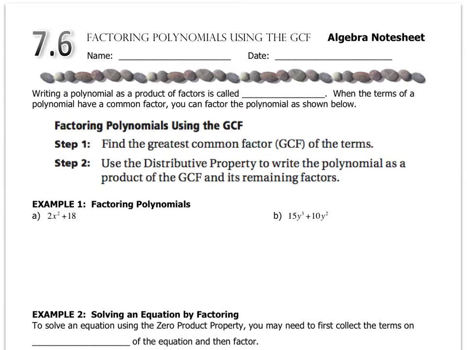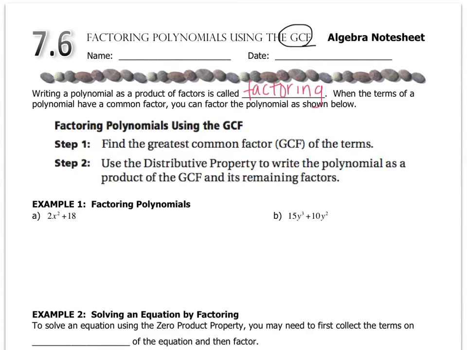For the next couple of classes, we're going to be factoring polynomials, and I know that you know how to solve polynomials once they're in factored form, or at least hopefully you do from the last lesson. But today we're going to talk about how to actually create that factored form. And the first type of factoring that we're going to do is using the GCF, or as we know it, the greatest common factor. And factoring is when you write a polynomial as a product of its factors.